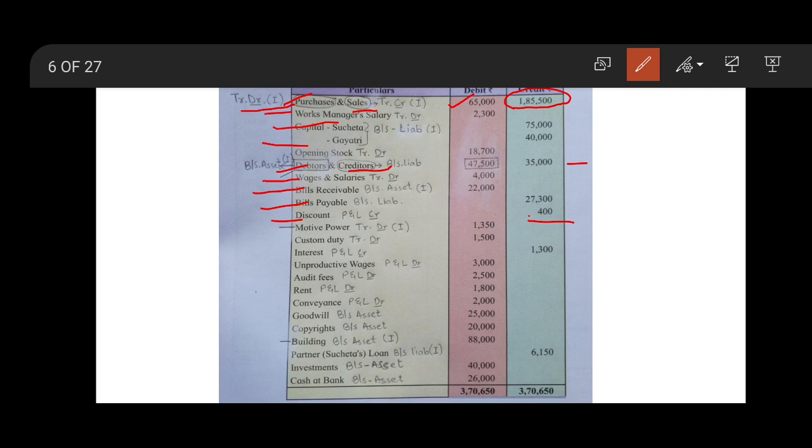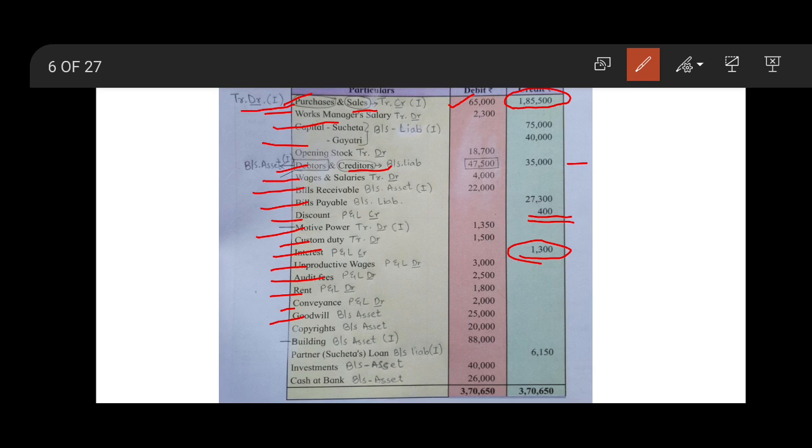Discount carries a credit balance, therefore profit and loss account credit side. Next is motive power, trading account debit side. It carries adjustment, so the amount will be written in the inner column. Custom duty, trading account debit side. Interest again carries a credit balance, therefore profit and loss account credit side. Unproductive wages, profit and loss account debit side. It is unproductive wages, therefore profit and loss account debit. Audit fees, profit and loss debit. Rent, profit and loss debit. Conveyance, profit and loss debit.